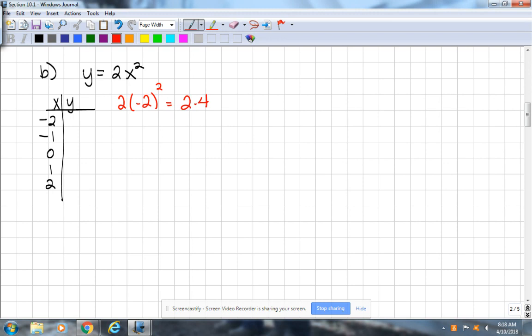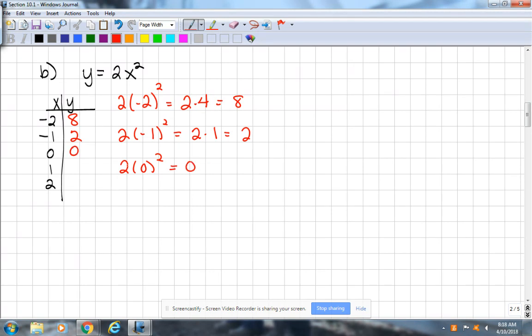You do it like this. So make sure you do your exponent before you multiply. So then I'm going to do 2 times -1 squared. What's -1 squared? And 2 times 1 equals 2. Then I have 2 times 0 squared. What is that going to equal?